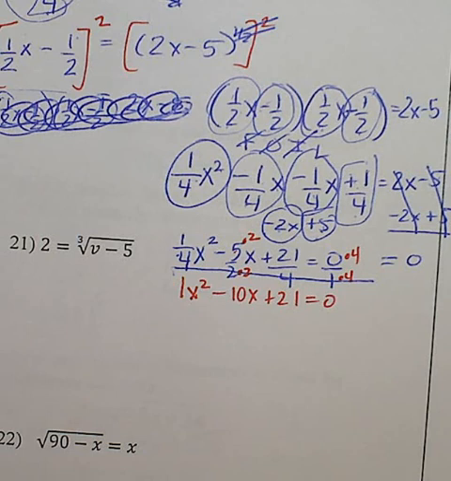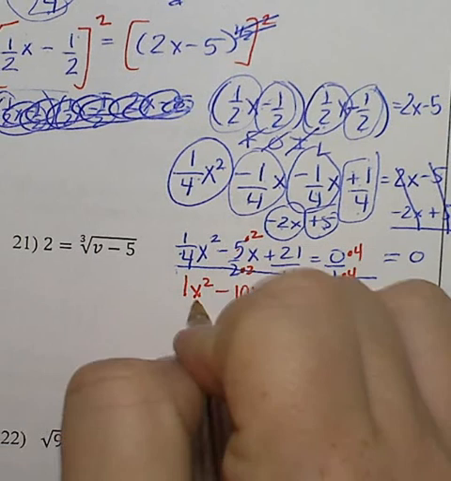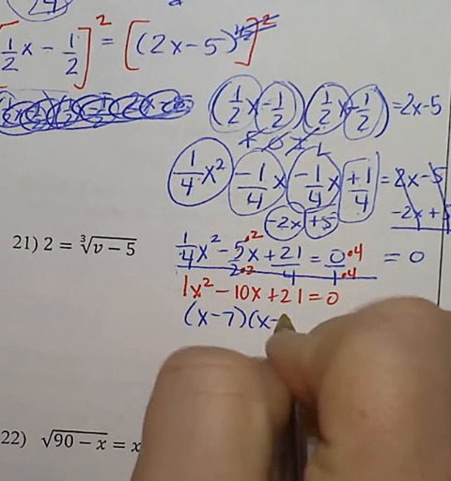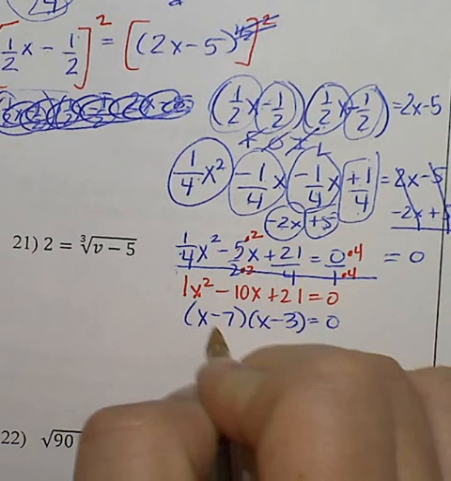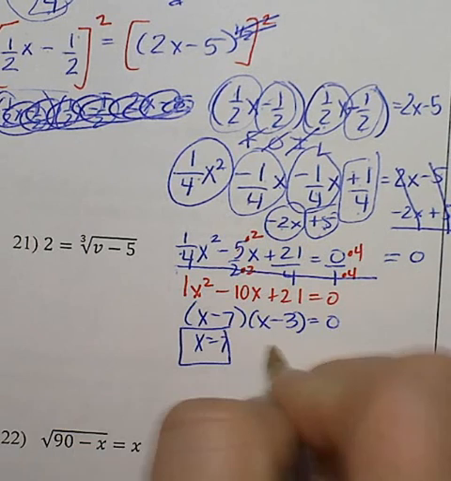Is that factorable? Can you think of 2 numbers that multiply to equal positive 21 and combine to equal negative 10? And we can. Those numbers would be -7 and -3. Solving would be x equals 7 and x equals 3.